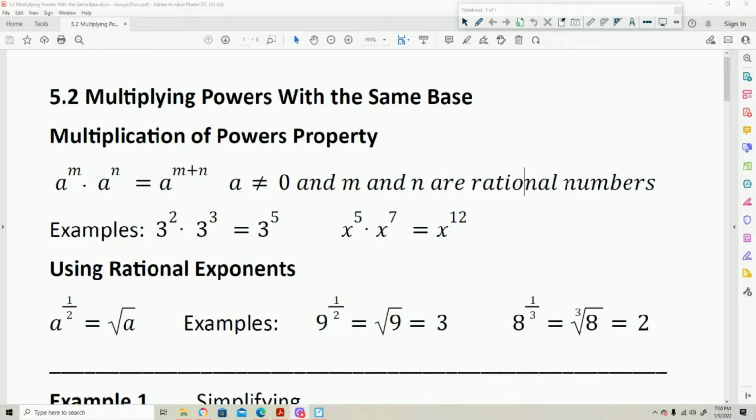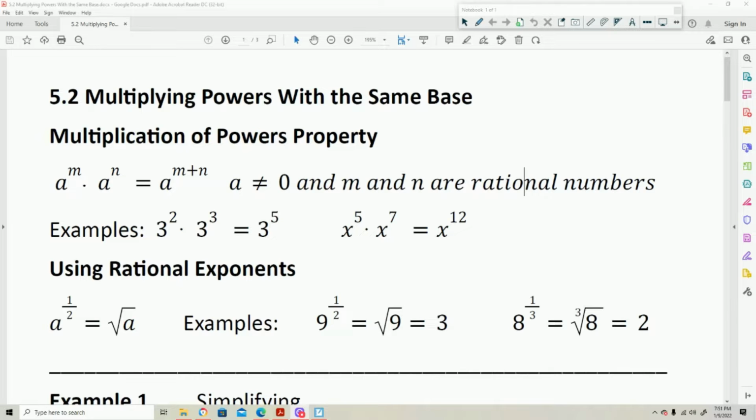Okay, so some examples. You have a base of 3 here and here, so when I multiply I can simply add the exponents together and you get 3 to the 5th power in simplified form. Now remember, 3 to the 2nd is just 2 3's, 3 to the 3rd is 3 3's, so if I multiply those together I get 5 3's, which is 3 to the 5th.